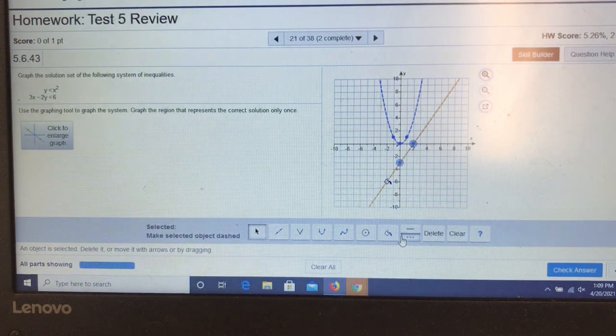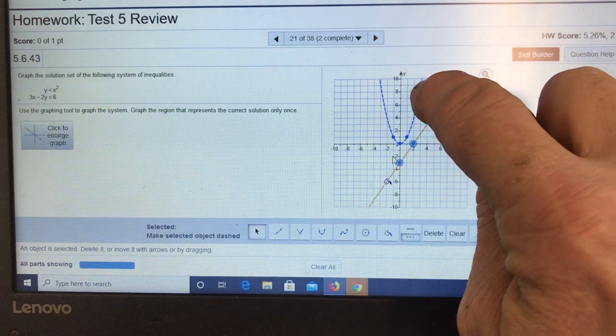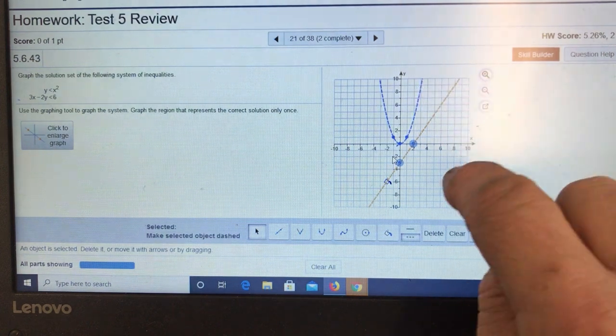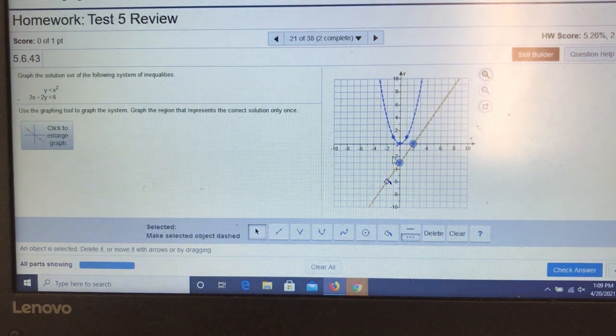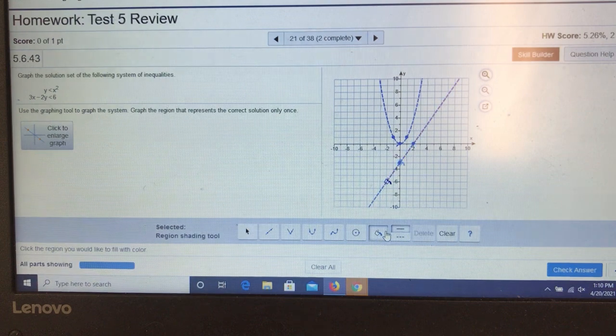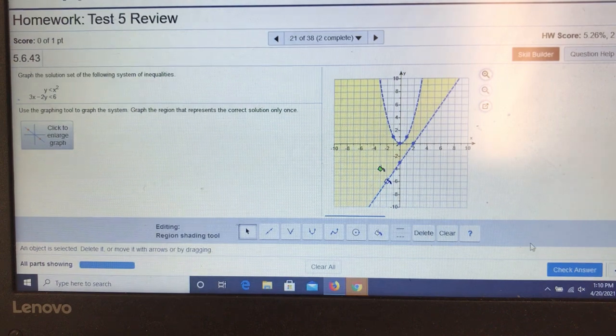Okay. Now, it took my shading away. Remember, it was shaded outside of the parabola, and now it took the whole thing away. Is it on this side of the line, shaded outside the parabola, or is it down here? If I try my test point, 0, 0, 0 plus 0 is less than 6, that's true. So it looks like my shading would be right here on this side of that line and outside the parabola. That's what it looks like. I hope I explained that.